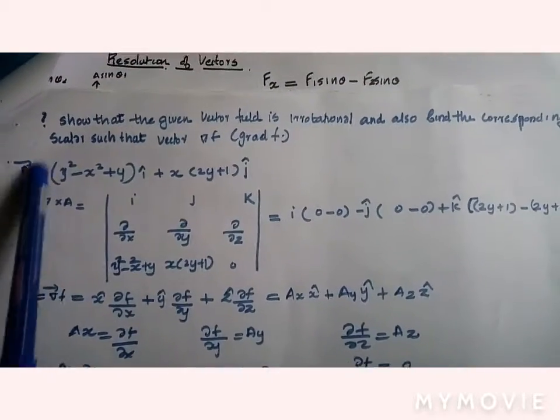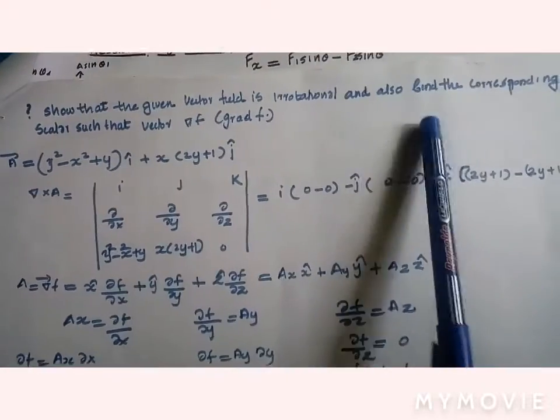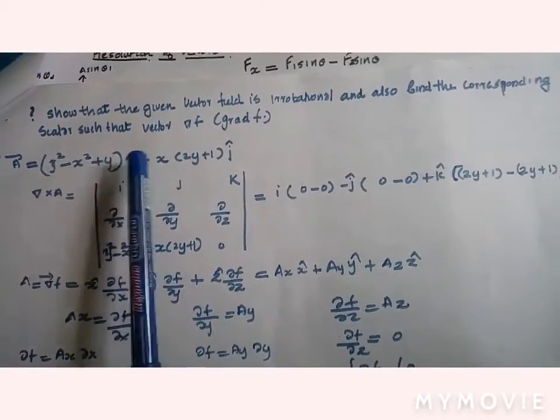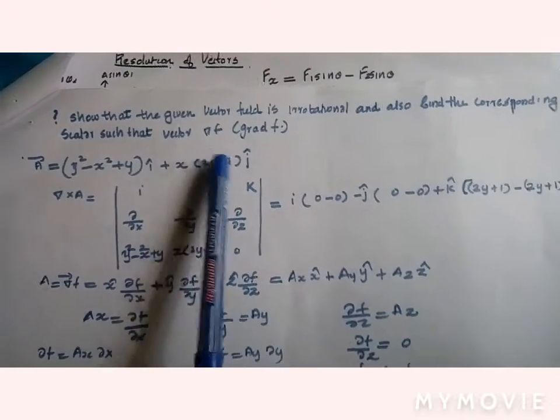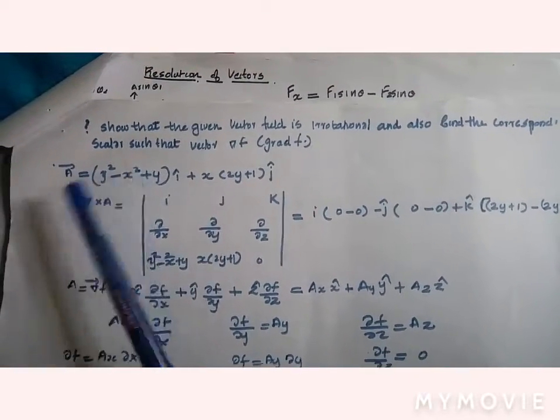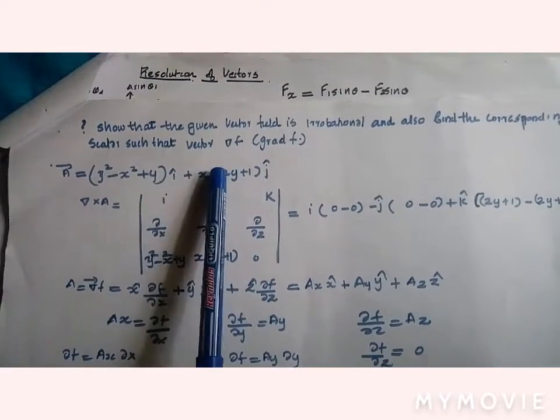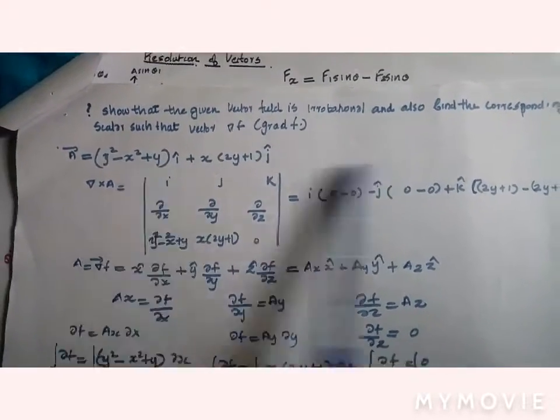Show that the given vector field is irrotational and also find the corresponding scalar f such that the vector is del f. Okay, we have to show that the given vector is an irrotational vector. Here irrotational means del cross a is equal to 0.